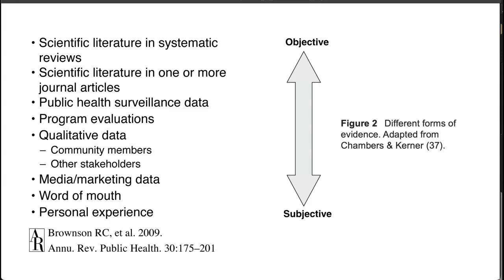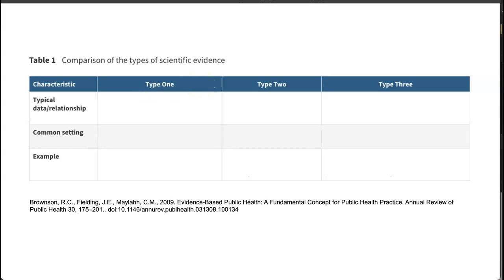And then this is just showing quality of data, right? And this is pretty obvious. Scientific literature, basically any of the peer-reviewed data, public health surveillance data, and then we have qualitative data. Those are all going to be more valid than things like personal experience, word of mouth. It's not like those things are not valuable or useful. You just have to decide what weight to give those pieces of evidence when you're making these critical decisions.